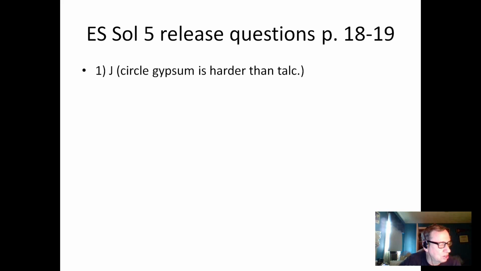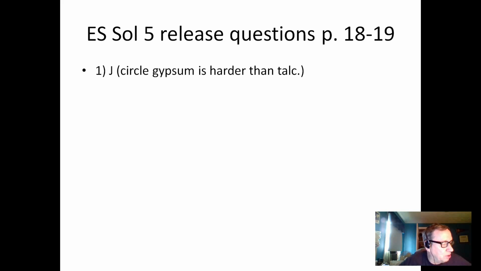It says the chart shows the Mohs scale for measuring the hardness of minerals. A mineral that can scratch fluorite and be scratched by feldspar is able to do what? All right, so the first thing you got to do, and this is a two-part question, is you got to figure out which mineral will scratch fluorite and will be scratched by feldspar. So the mineral that's between fluorite and feldspar is apatite, which is number 5.